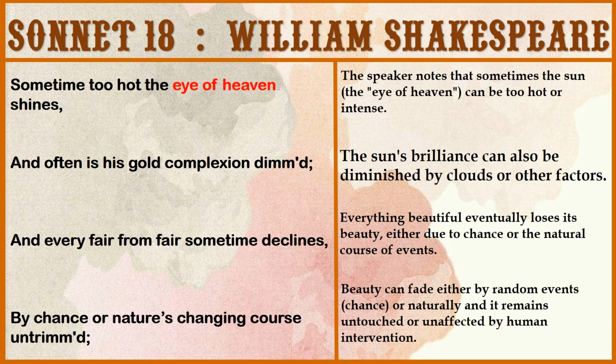In the next 4 lines, the speaker notes that sometimes the eye of heaven, the phrase eye of heaven meaning sun, can be too hot and intense, yet there can be other times when this brilliance, this bright sun, can also be fading away. The complexion of the sun fades away, it can get dimmed. Why? Because of clouds and other factors.